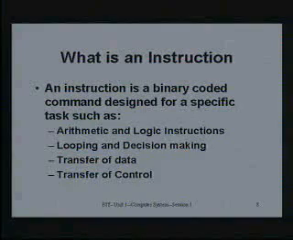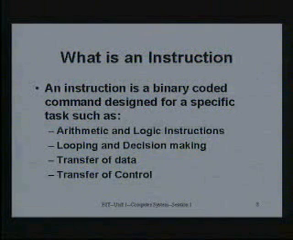Now we have mentioned the program, but what is a program? A program is basically a set of instructions. But what is an instruction then? Well, an instruction is a binary coded command for the computer which is designed for a specific task assigned to the computer, and those tasks may be arithmetic and logic operations which are to be performed by some part of the computer or some component of the computer which we would like to explore in more detail.